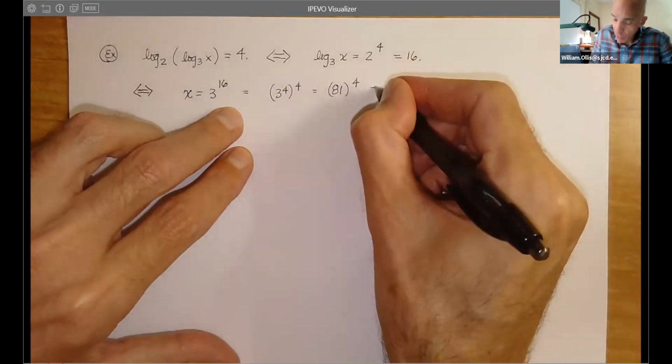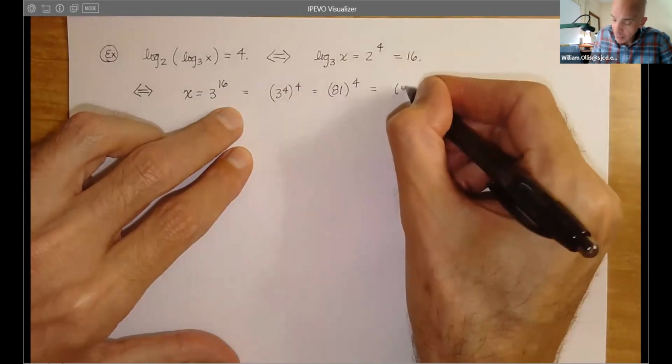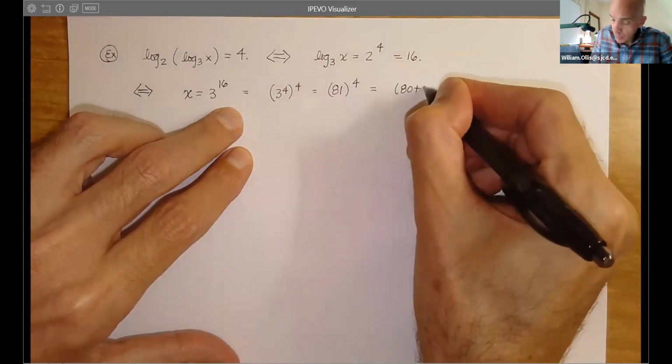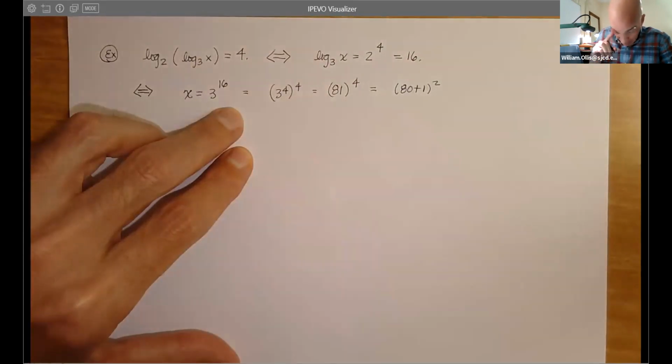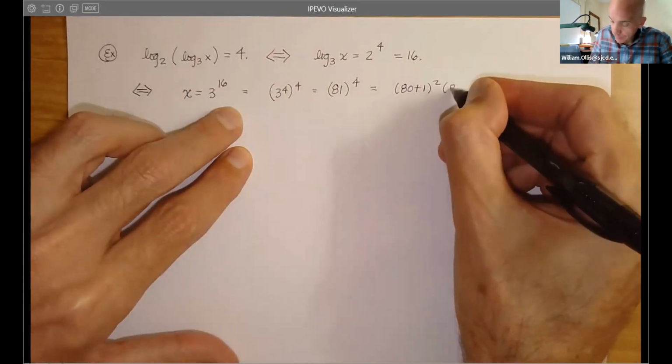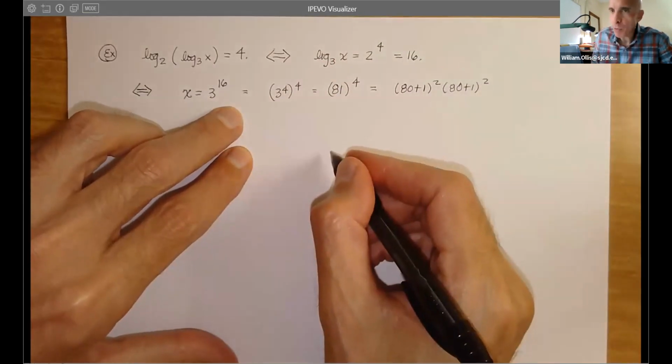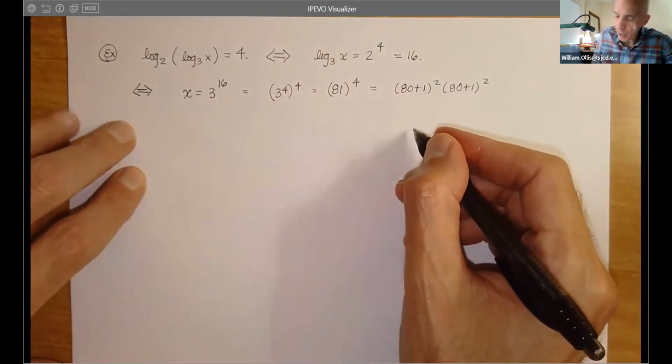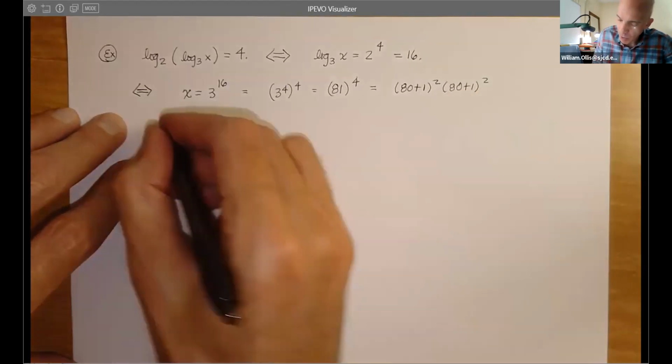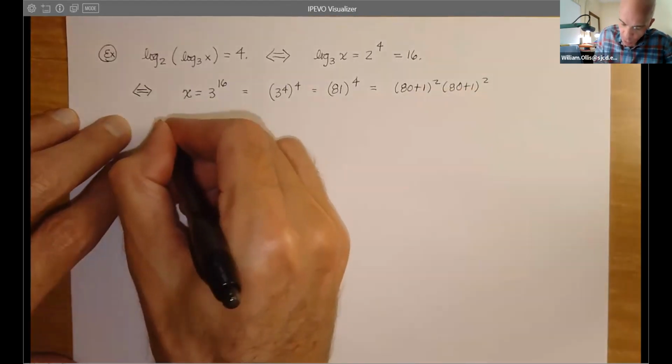And so we could say, well, this would be 80 plus 1 squared times 80 plus 1. So if we were doing this by hand, we could do this. There'll be a point where we can use the Google calculator, but I thought this was interesting. So now what is this? What is 80 plus 1 squared?